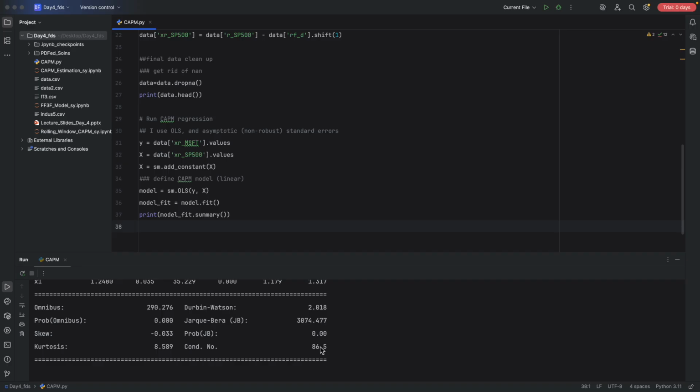Okay, the condition number is something of interest if we work with bigger data sets. Does someone have a thought on what the condition number is and what it tells us, why it's potentially important, because Python gives it out? You might have seen that in operations research when you solve linear equation systems. The condition number tells you how well behaved your X matrix is.